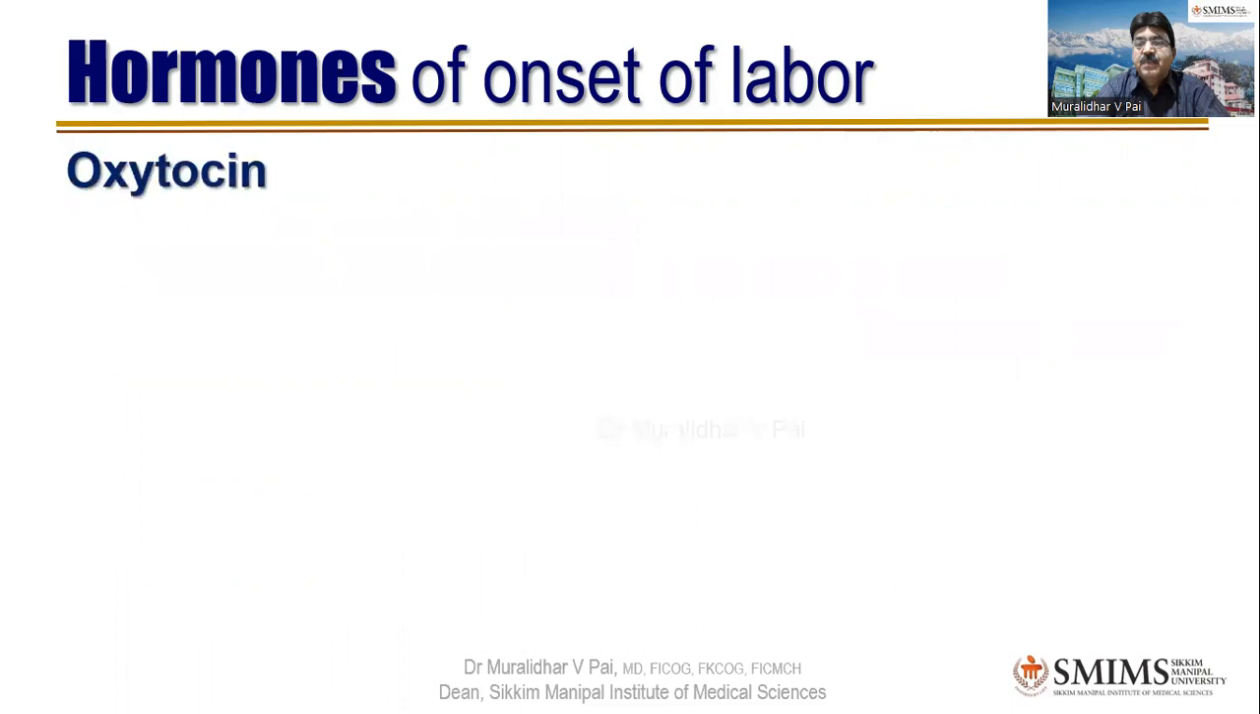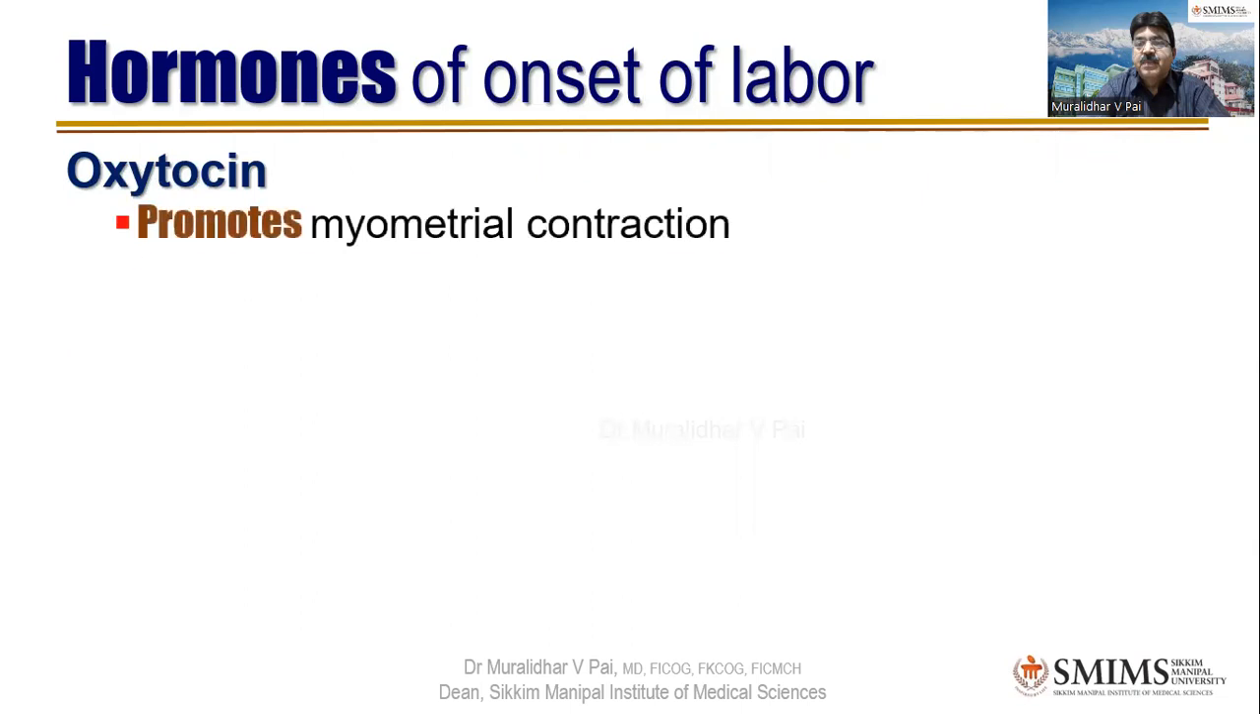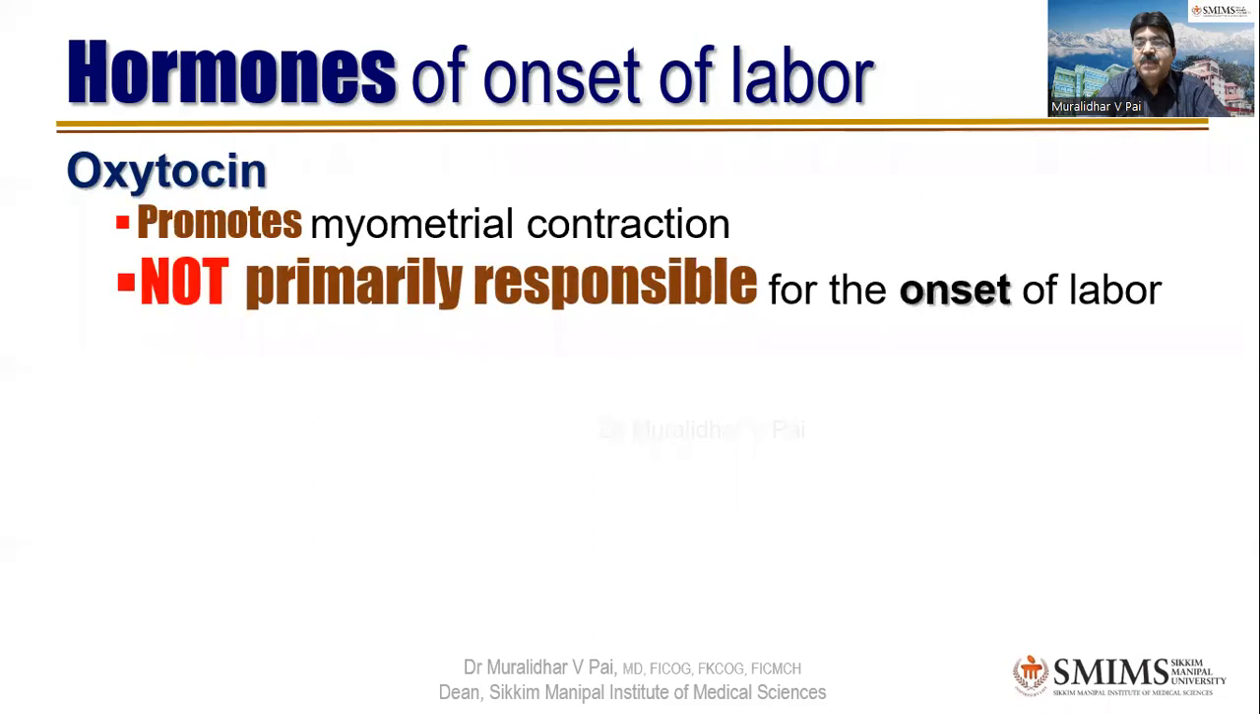So oxytocin. Well, from time immemorial, we know that oxytocin is the one which makes the uterus contract. No doubt in that at all, but it is not primarily responsible for onset of labor. I have tried to increase the font up to 60. Can you see that? The font is very, very big here. It is not primarily responsible for the onset of labor.